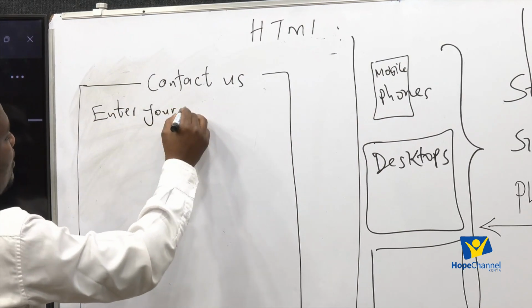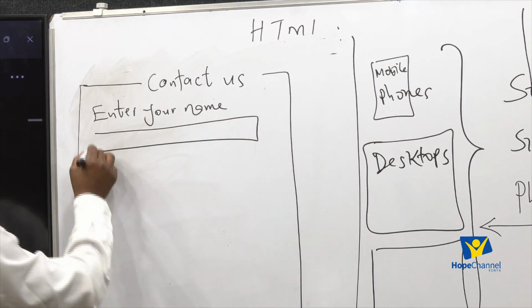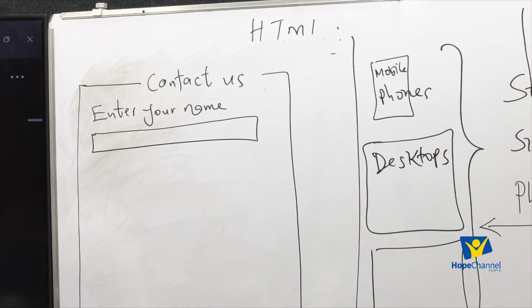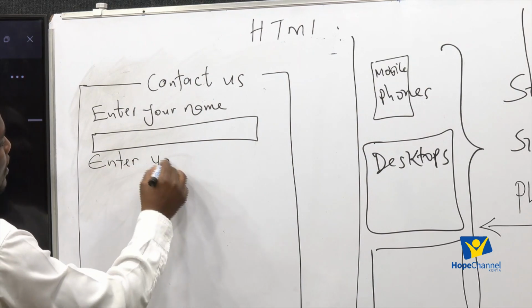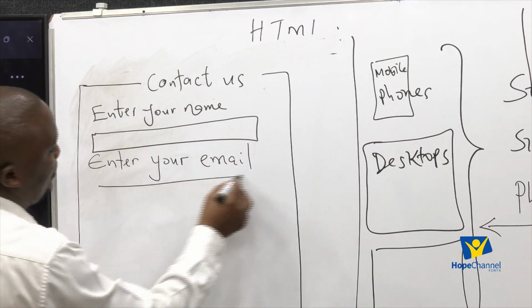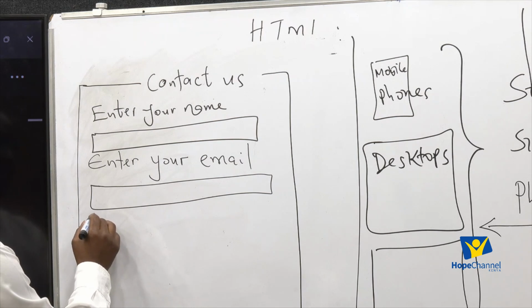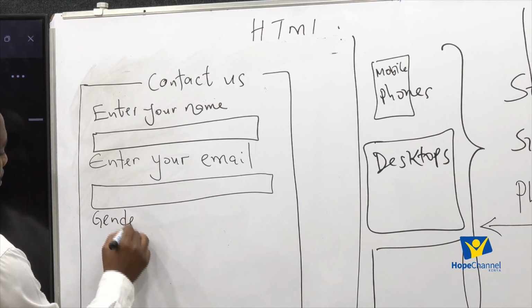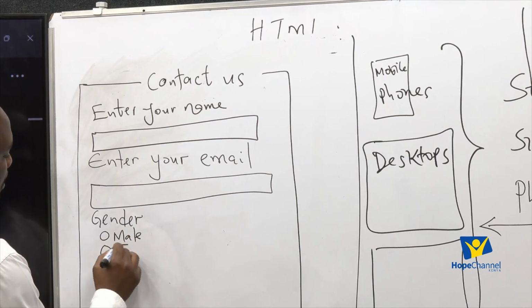your name, then a text box or an input where the users can now type their name. Then from there, enter your email, then a text box where users can enter an email address. Then we can have something like this: select your gender. Then we have something like this: male, female.